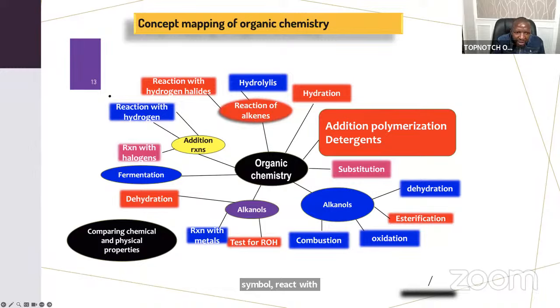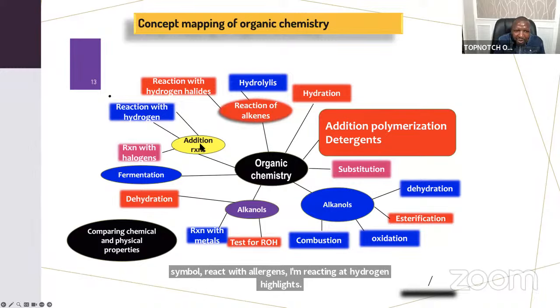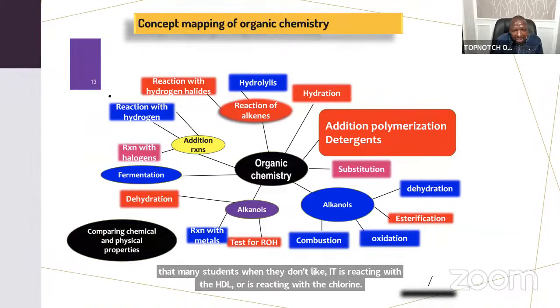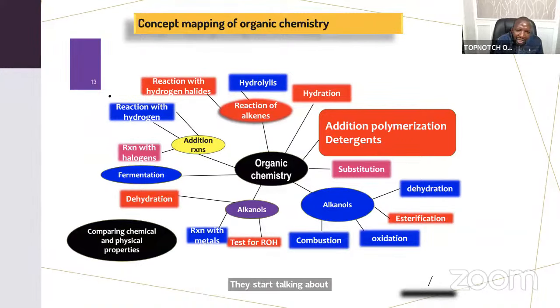As well, when we go to the proper analysis, you'll find that many students, when they are told ethene is reacting with HCl or is reacting with chlorine, they start talking about chlorination, bromination, iodination. Those terms do not give you any mark.